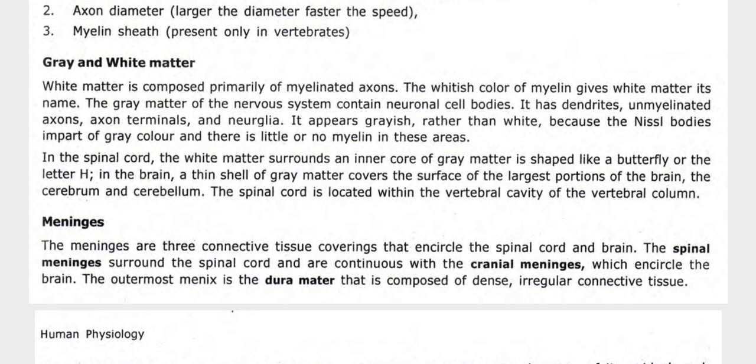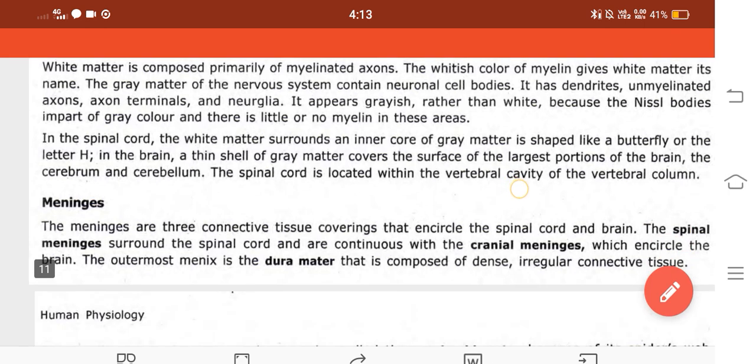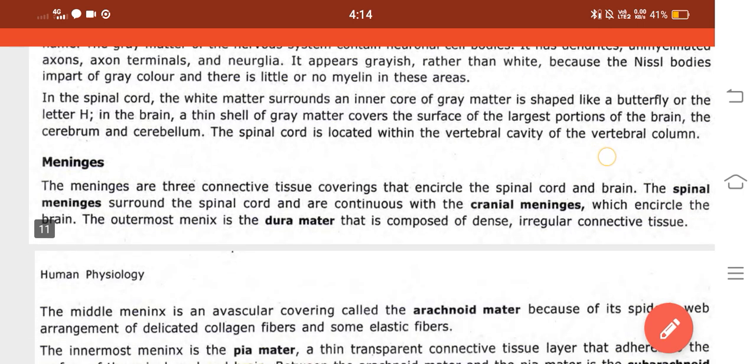This appears grayish rather than white because the cell bodies impart a gray color and there is little or no myelin in these areas. In the spinal cord, the white matter surrounds the inner core of gray matter, which is shaped like a butterfly or the letter H. In the brain, a thin shell of gray matter covers the surface of the largest portion of the brain, the cerebrum and cerebellum. The spinal cord is located within the vertebral cavity of the vertebral column.